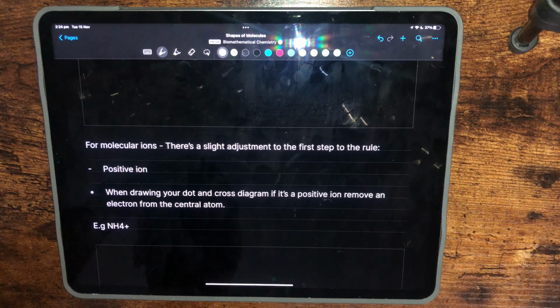So when we're talking about positive ions, when drawing your dot and cross diagram, if it's a positive ion, you would remove an electron from the central atom. So let's do NH4, ammonium, an ammonium salt. NH4. Nitrogen is in group 5, so there are 5 electrons on its outermost shell.